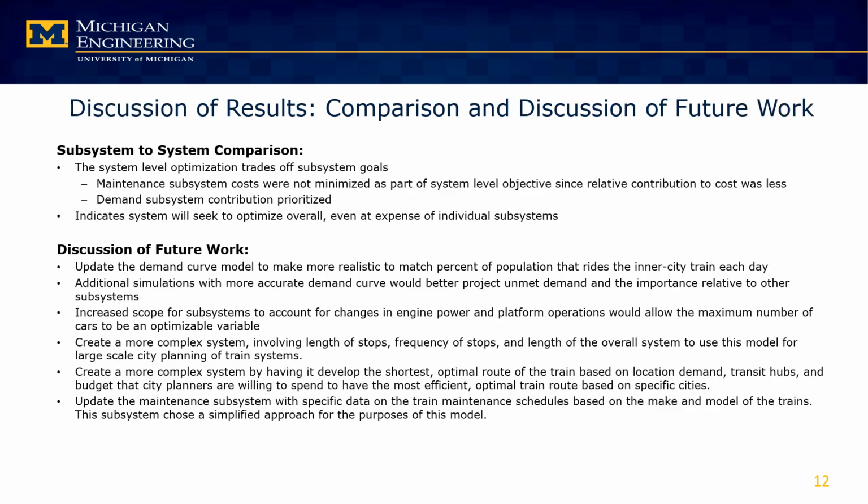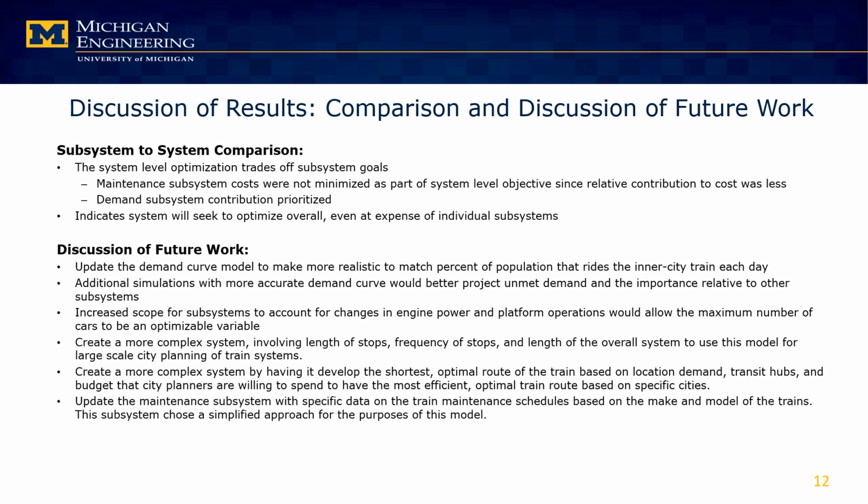When looking at our subsystem to system comparison, we see that at the system level optimization, we made some trade-offs with our subsystem goals. For example, our maintenance subsystem costs were not minimized as a part of the system level objective because their relative contribution was much less compared to other systems, such as our demand subsystem, which ultimately was the contribution that we prioritized. This indicates that our system will seek to optimize overall, even at the expense of the individual subsystems.